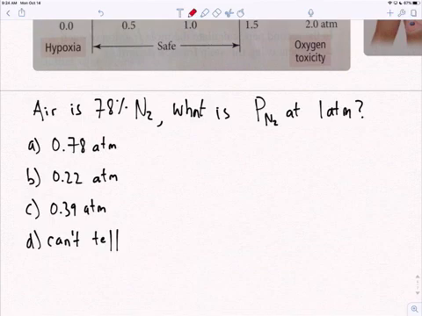I've got a few people voting for A. I was trying to make this an easy question. Is your confidence just shattered? It's 0.78, because of partial pressure laws and mole fraction. So if you're at 1 atmosphere and 78%, that's 0.78 times 1. It's 0.78 atmospheres. So this also goes with scuba diving.